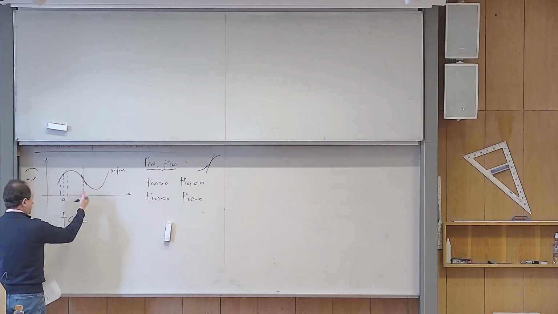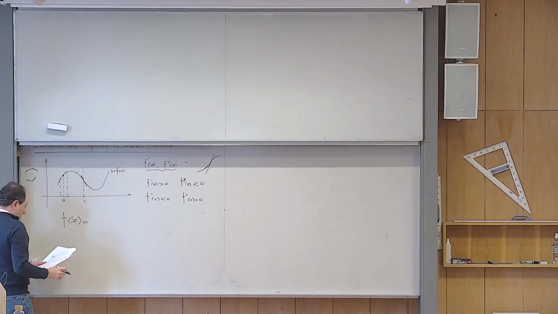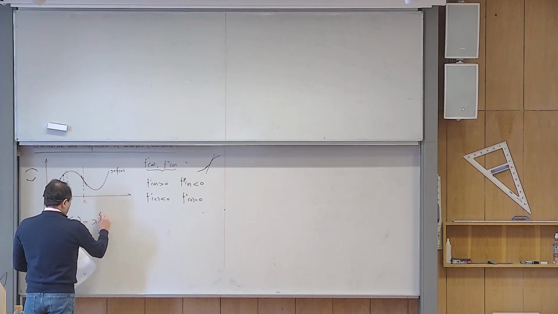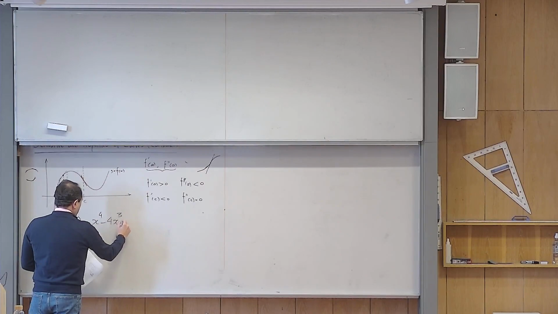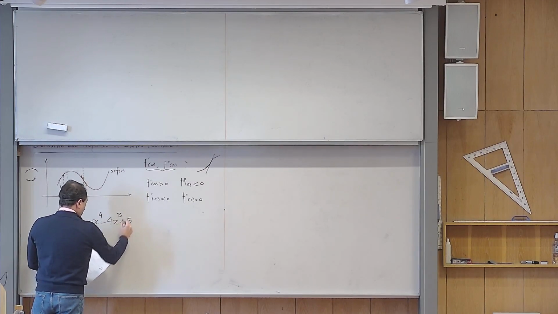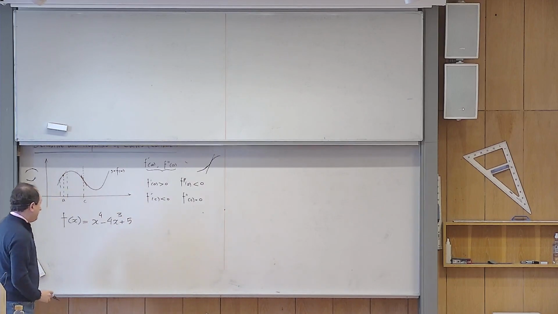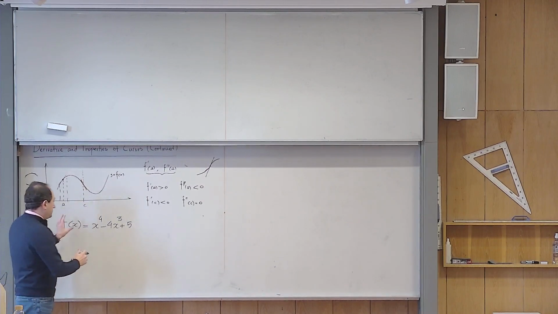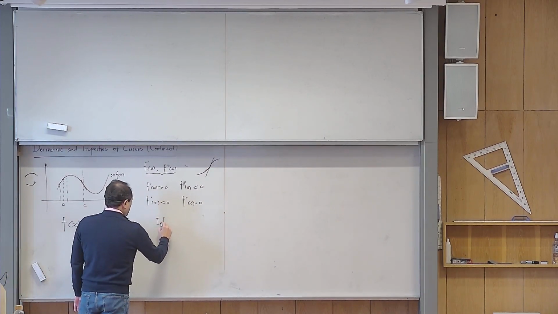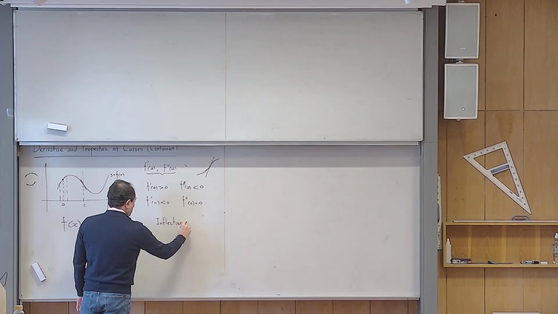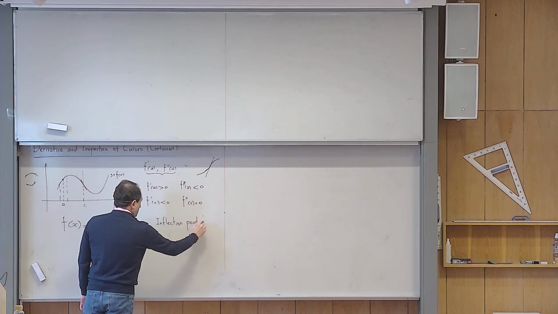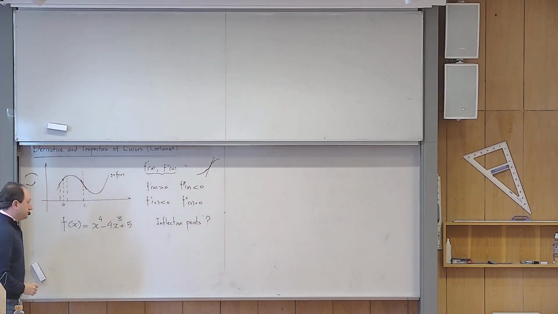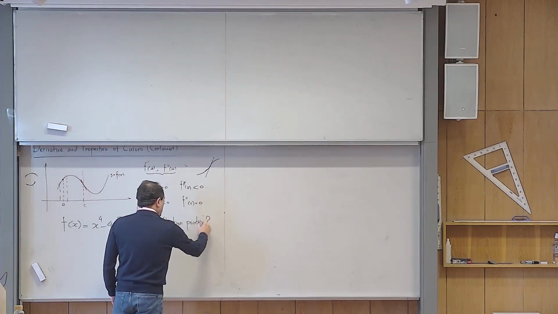You do not have access to the graph of the function. The function is x to the power of 4 minus 4x cubed plus 5. About finding extreme points and terrace points we learned, that was the theorem called the first derivative test. But today I want to talk about inflection points, if there is any inflection point, or points. I don't know how many of them there are.